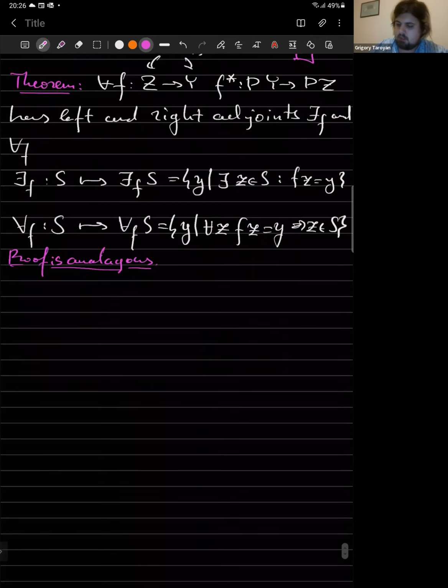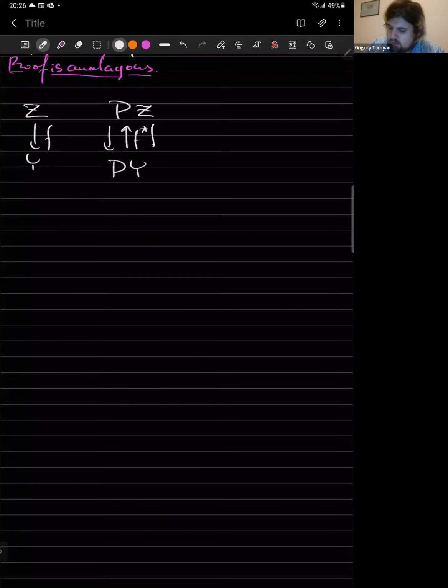So what we've got is the following diagram. So if we have a function f from Z to Y, then we have a pullback, which goes in the opposite direction on Boolean lattices, PY to PZ, and we have adjoints that look like this.